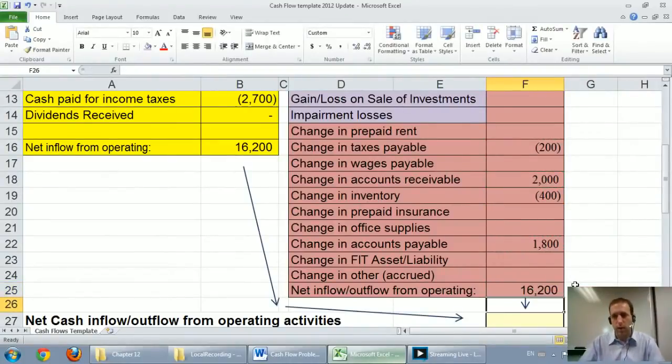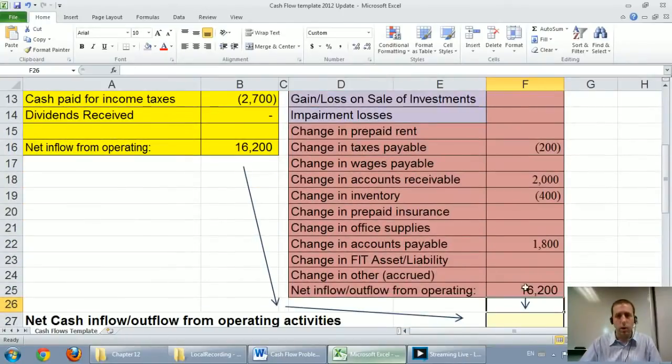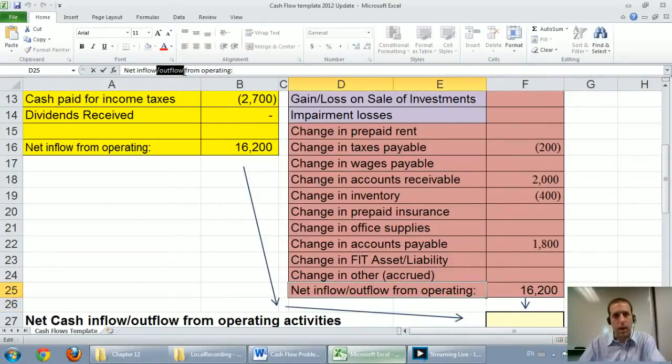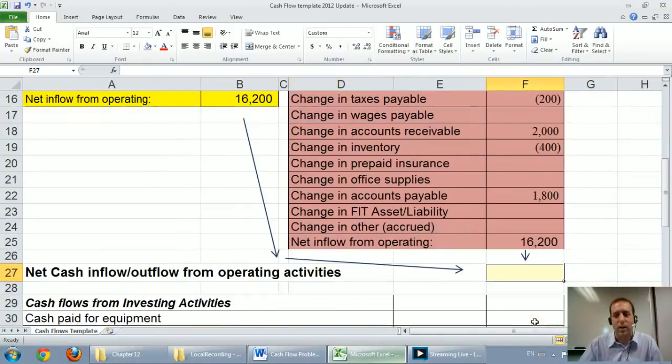And what we find, this is great news, is that we did it the direct method on the left, 16,200 inflow. We did it the indirect method on the right, and we got the same inflow. And that has to be the case. Now, it's a nice double check for us to do right now, but in reality, you're only going to do one way or the other. You'd never do both. You wouldn't care about having this little double check at the top, but it's nice to know that we got the same answer both ways.